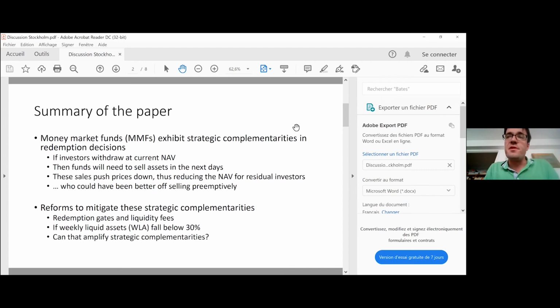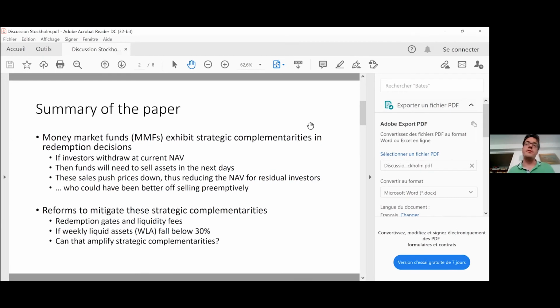So let me start with a brief summary of the paper. The basic starting point is something that has been discussed quite a lot over the past few years, starting with the paper by Chen, Goldstein, and Jiang, which is essentially the fact that money market funds exhibit strategic complementarities in redemption decisions. The basic idea is that if you are an investor and you withdraw today at the current net asset value, then presumably the fund will use some of the cash to redeem, and in the next few days will need to rebuild the cash balance, and therefore need to sell assets, and those asset sales will push down the prices, leading to a lower net asset value for the residual investors.